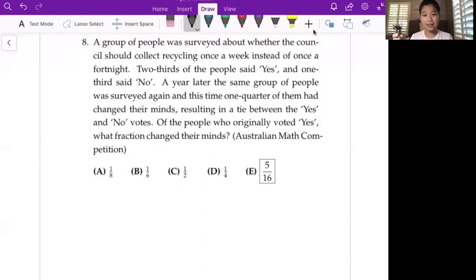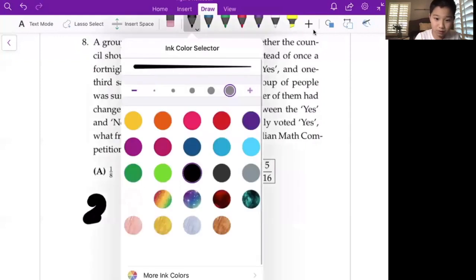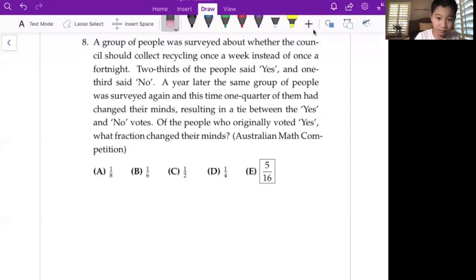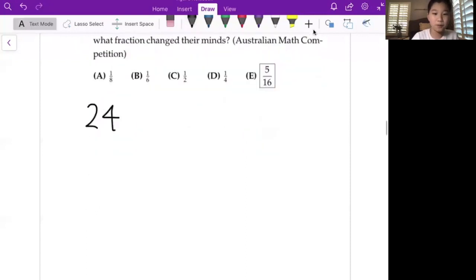Let's say something like 13 wouldn't work. What's 2/3 of 13? It said 2/3 of the people said yes. You can't do that. So let's choose something that has a lot of factors, and let's see if it works. Well, I did this, and the smallest number that worked was 24. There's 24 people.